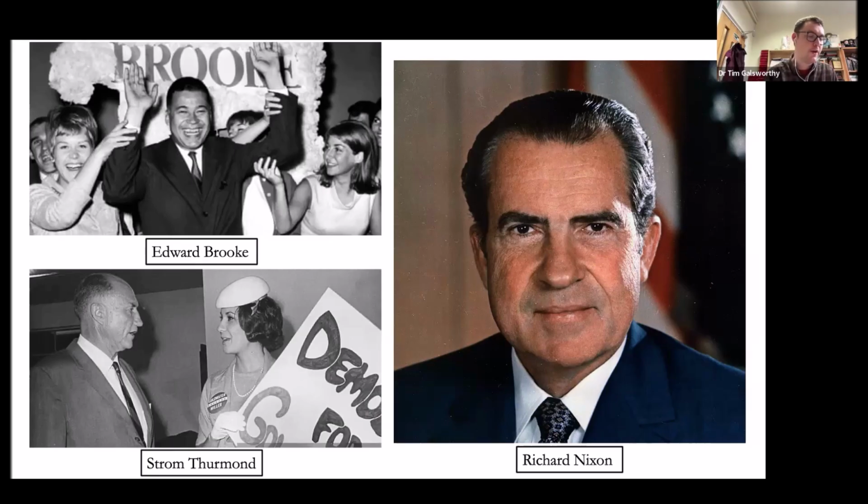Law and order appeals served as coded language to win votes from white Northerners and Southerners who were uneasy about civil rights, urban unrest, and changing social mores, but without expressing blatant racial prejudice.